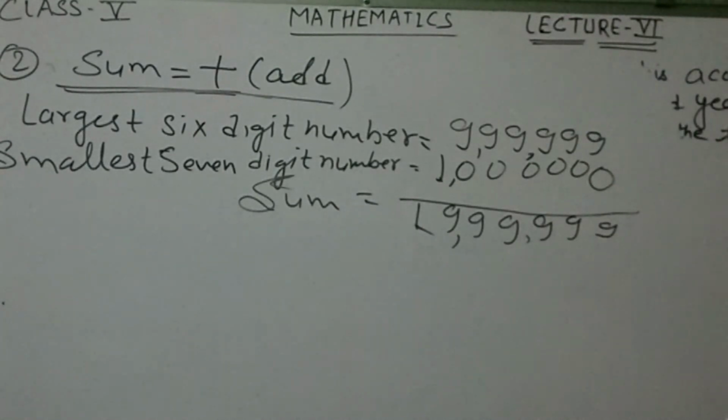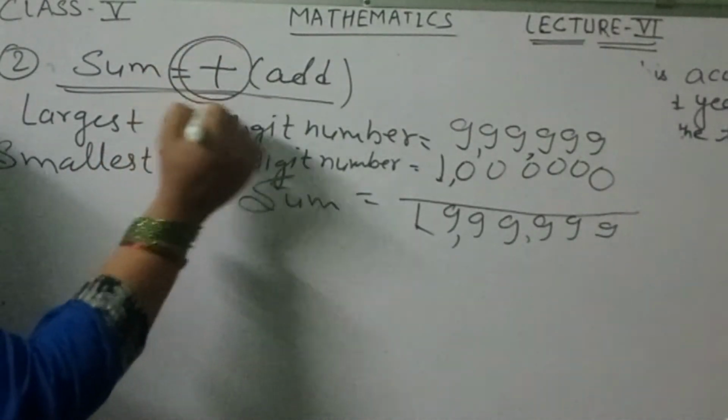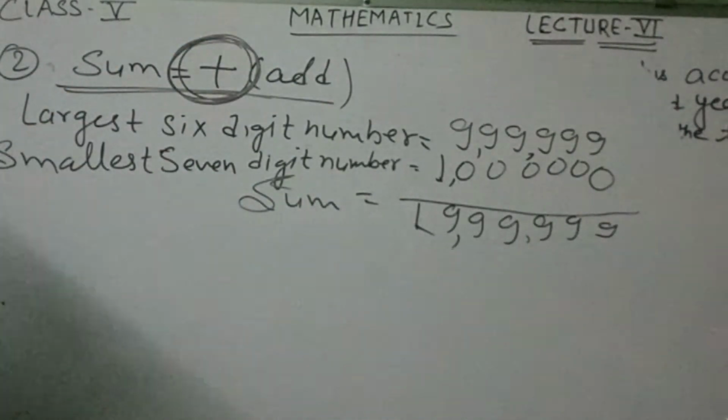Here is another example. If I tell you the population of your city is 6,52,561 and the population of another city is 4 lakhs, what is the total population of the two towns? So, what do we have to do? We have to add them together. What symbol will we use? We will use the plus symbol.